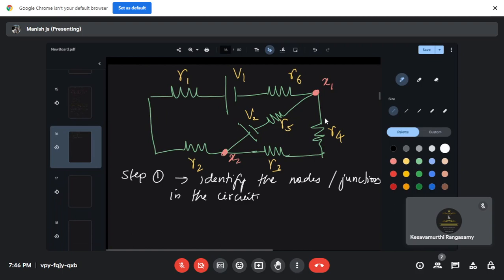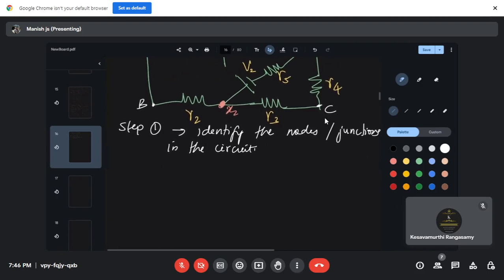What about these 2 corners? You cannot call them nodes because 3 components are not meeting. It is just a single connection, basically the end of a loop. So I can just name them A, B, C, and so on. Let me call this A, this part B, and this end C. A, B, and C are not nodes, whereas x1 and x2 are the only nodes. This is the first step that you will have to do whenever you get a circuit like this. Step 1 is now done. We have identified the nodes in the given circuit.